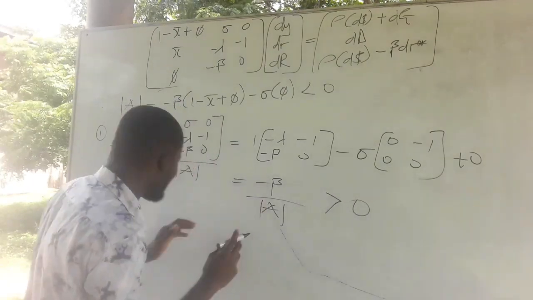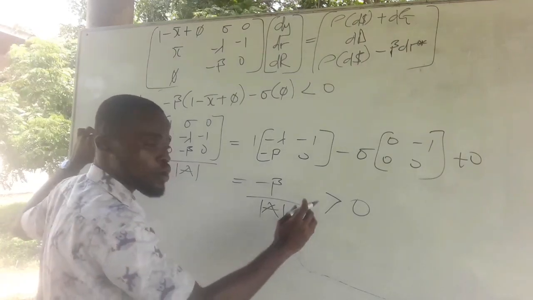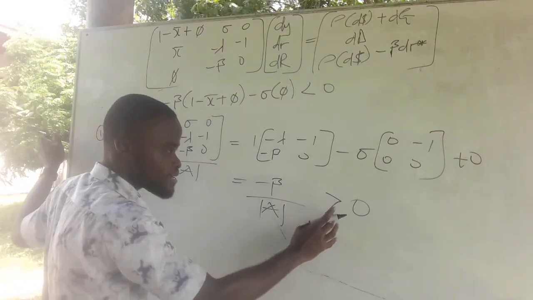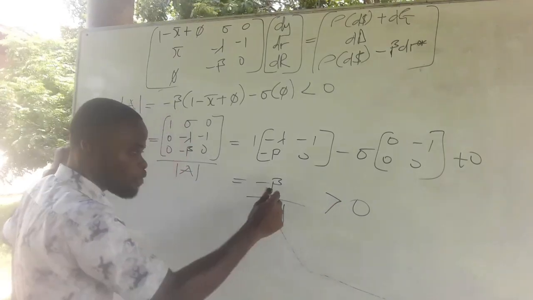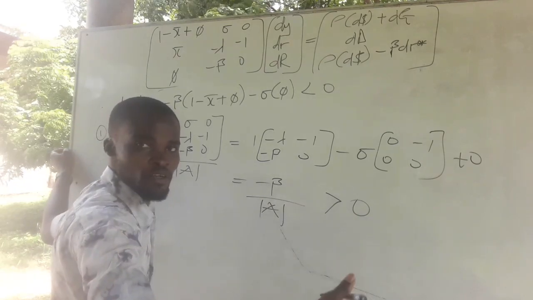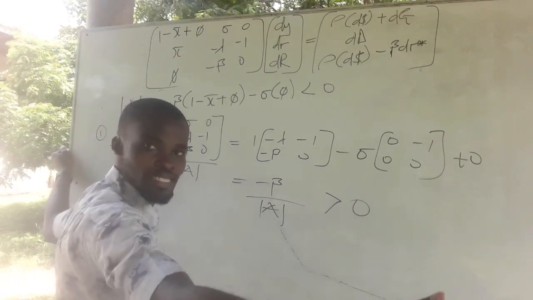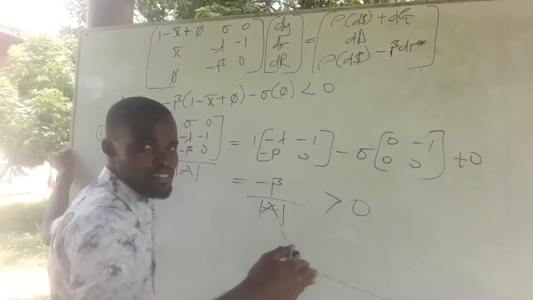So what this means is that fiscal policy is effective on output. When we have a positive figure, it means that the fiscal policy is effective. So this policy is effective in changing output. When there is an increase in government spending, or when fiscal policy changes in the positive direction, output also changes in the positive direction, and vice versa.